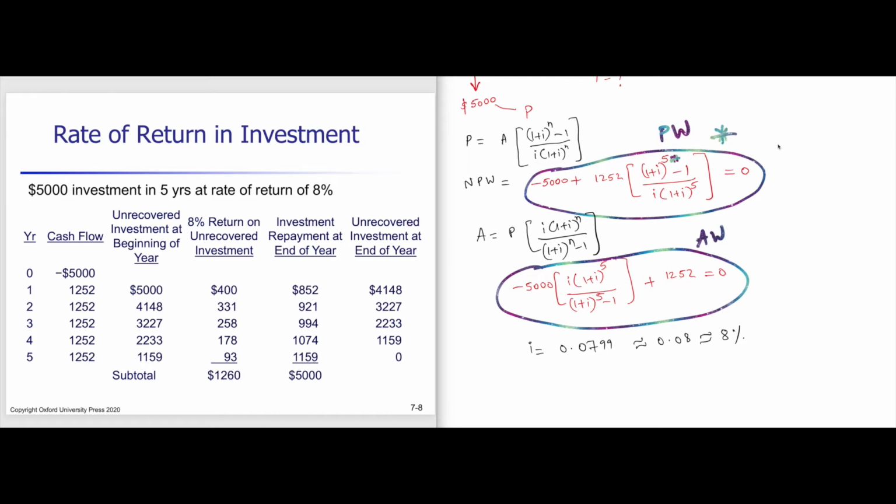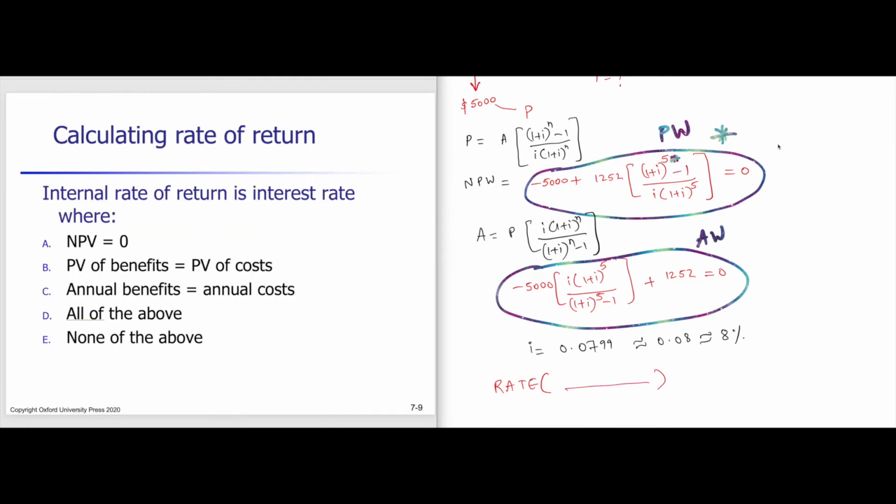So we can directly get an answer I, because in the exam, I don't allow you to use Excel. If we were to use Excel, the formula is pretty straightforward. All we have to use is the rate function, and there is a format for how you insert different numbers. Anyways, this is how we calculate rate of return.